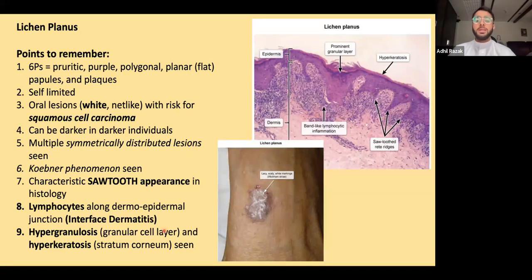Once again, it is a condition with interface dermatitis, where lymphocytes are along the layer between the dermis and the epidermis. There's a band-like lymphocytic infiltration, very characteristic of lichen planus. There is a hypergranular layer and a hyperkeratosis layer, which is why on top it is dry. Pruritic, purple, polygonal, planar, papules, and plaques. All 6 P's, so look for P's. It is lichen planus. The question could also describe that the patient has a white lesion in their mouth, another thing pointing to lichen planus.